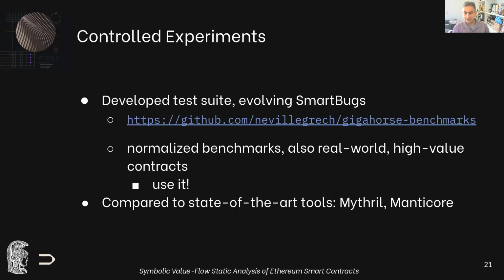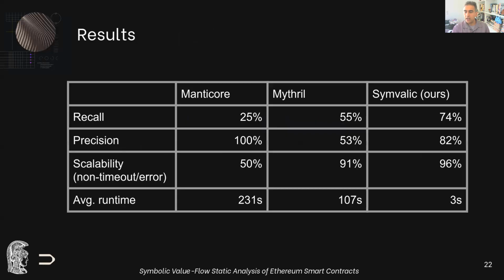Now, to give you an idea of the experiments, and you can read a lot more about it in the paper, we have developed a test suite. It's evolving an existing open source test suite for smart contracts called SmartBugs. We actually normalize this and we also add some high value contracts. So we think it's a great suite for future use. And we compare it to state-of-the-art industrial tools, Mythril and Manticore.